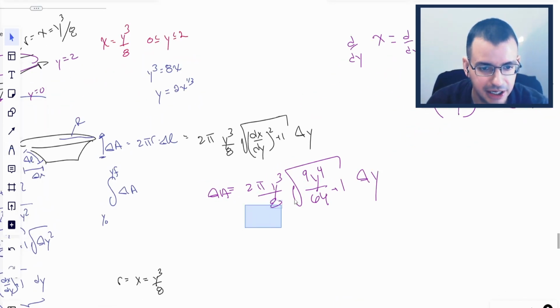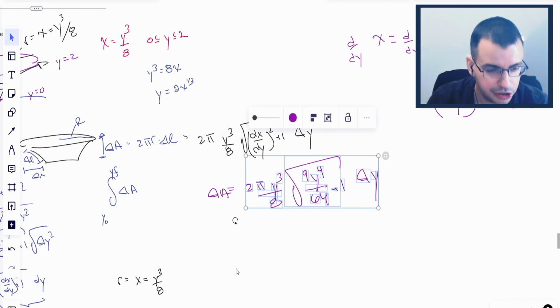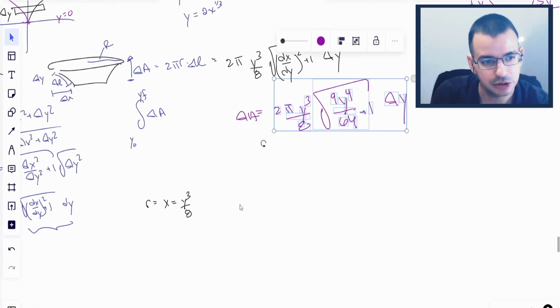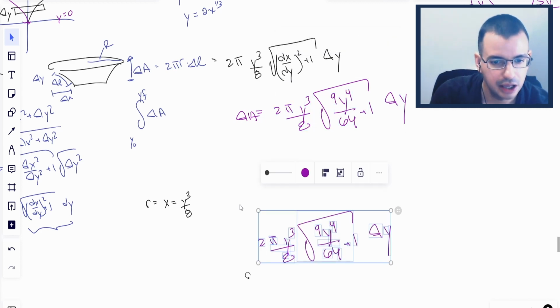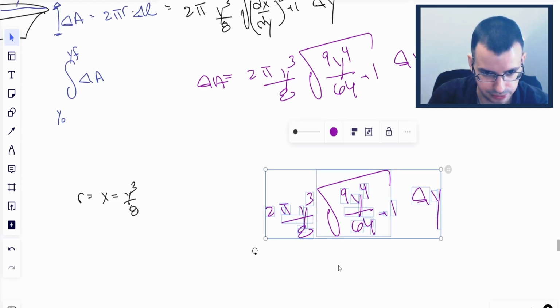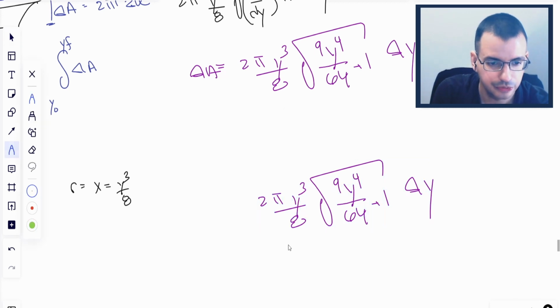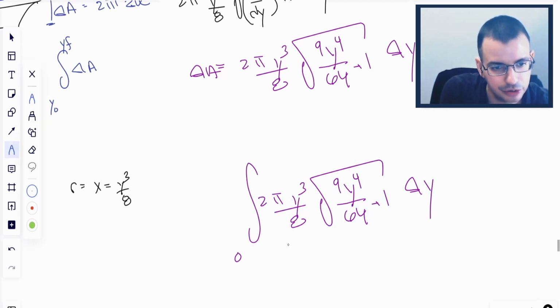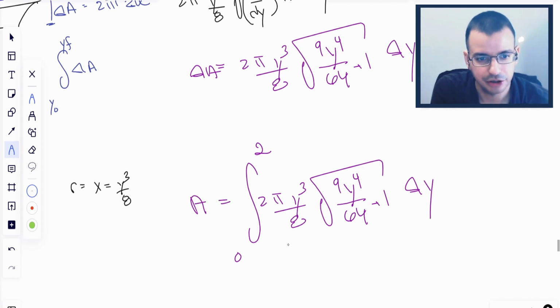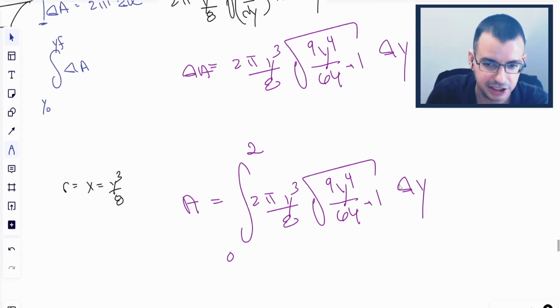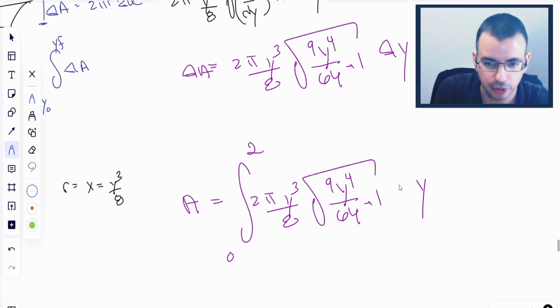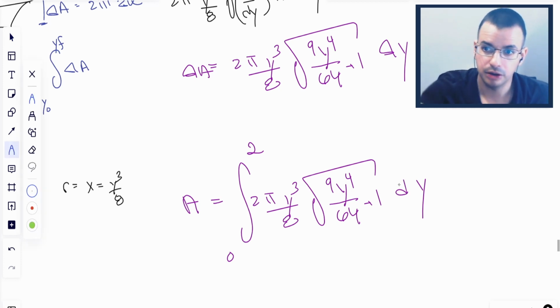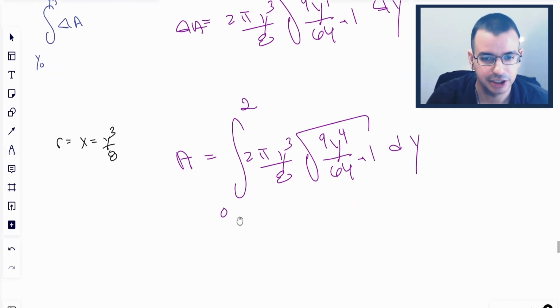We can do this. This might even be possible. So now we're going to take this, we're going to take the integral from 0 to 2, and this is going to be the total area from 0 to 2, and I'm going to replace this delta y with dy. We'll go from a very small bit of y to an infinitesimally small y.